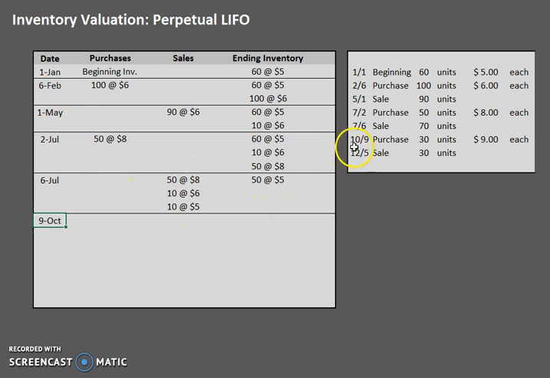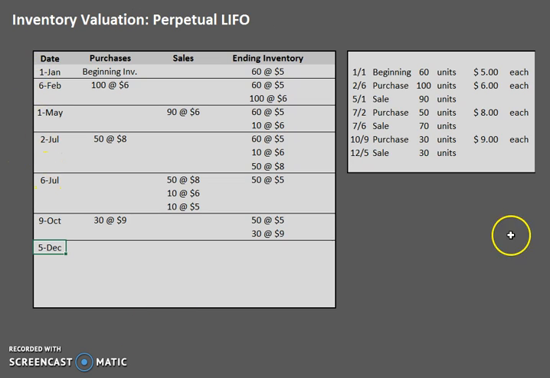Okay, now our next date, we have another purchase on October 9th of 30 units, which we paid $9 each for. So let's go ahead and put those under our purchases. And as always, remember with purchases, we have to bring down our old units first and then add in our new ones.